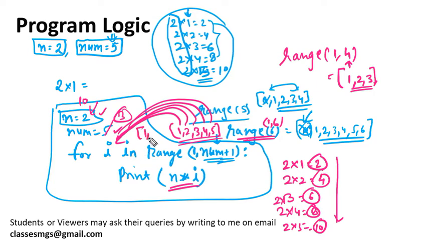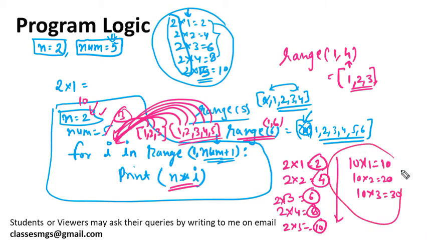First time i value becomes 1, so 10 into 1 will be 10, which will be printed. Next time 2 will come in i, so 10 into 2, that will be 20, printed. Next time 3 will come and 10 into 3 will print 30. So this way this logic will work.